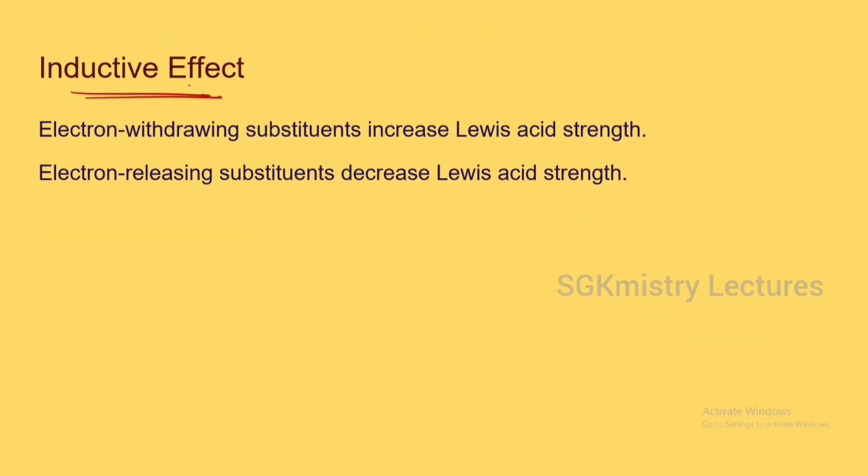First, coming on to the inductive effect. We know that an electron withdrawing substituent will make a Lewis acid stronger, whereas an electron releasing substituent will decrease the acid strength. This we are already well aware about. So let us look into the example. Suppose we have boron with 3 methyl substituents, B(CH3)3, then we have BH3 and then we have BF3. Here we have 3 electron releasing groups. When electron releasing groups are present, we know that the acidic strength decreases, right? So here the acid strength is lesser compared to BH3.